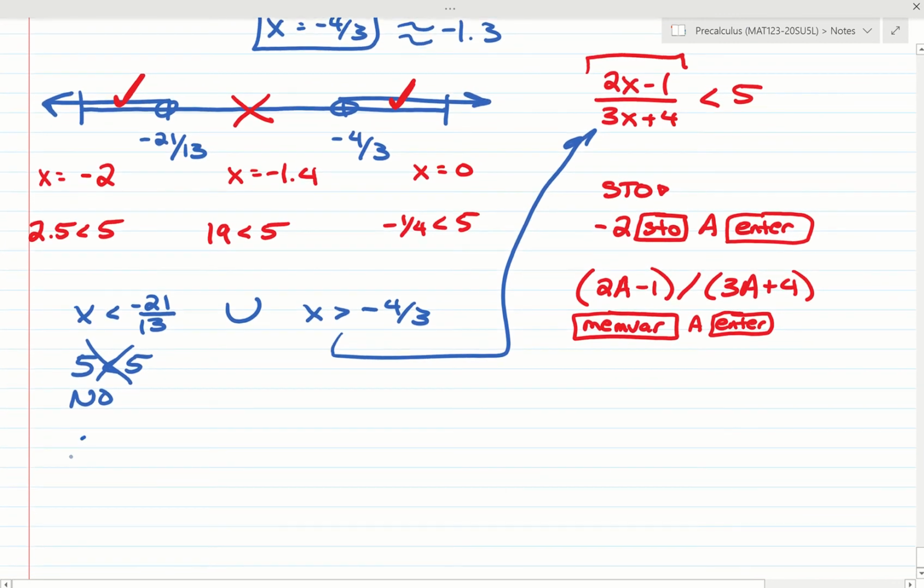On the number line, you could see then that in interval notation we'll go from -∞ to -21/13 in union with -4/3 to infinity.